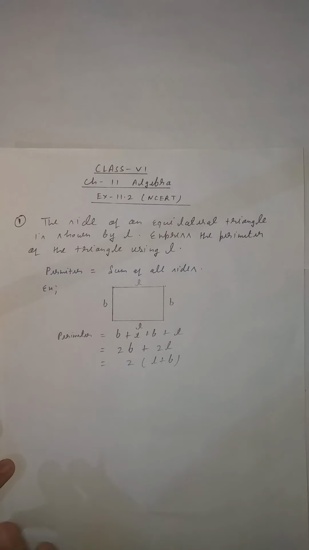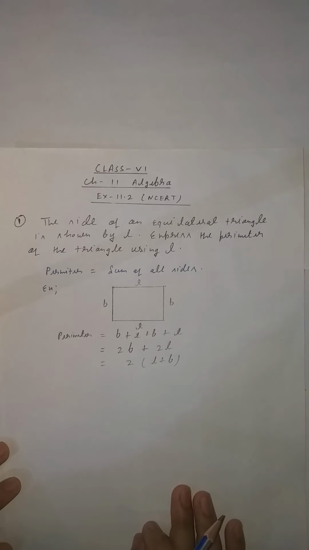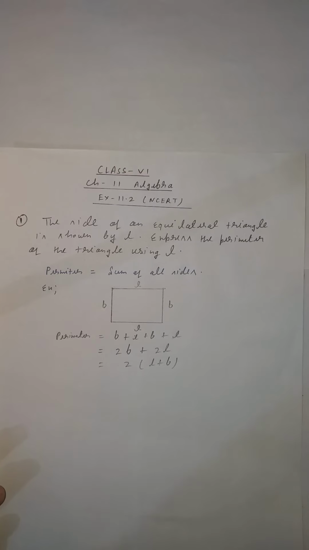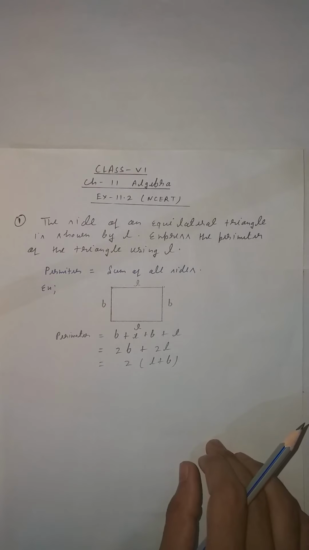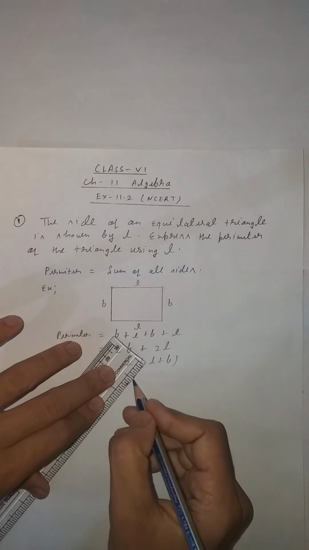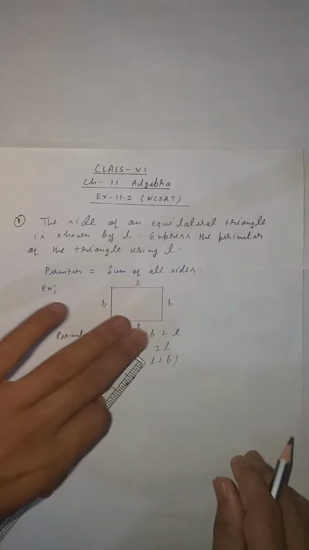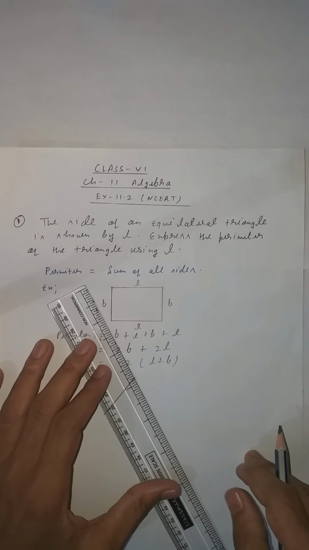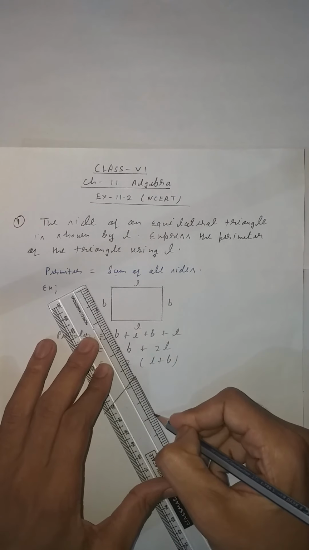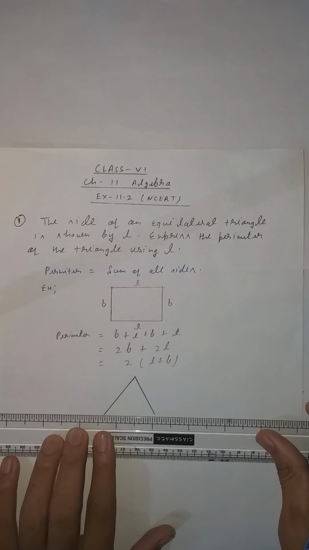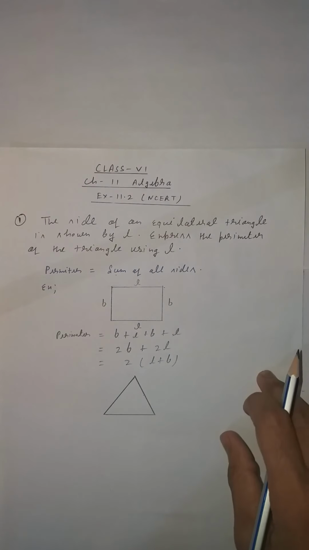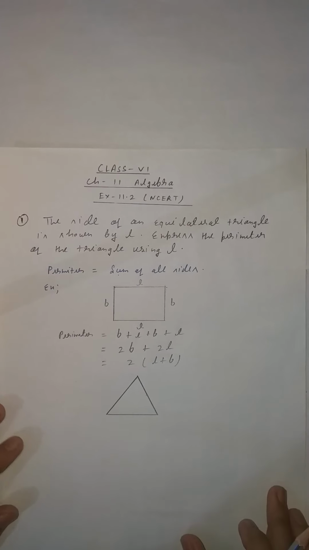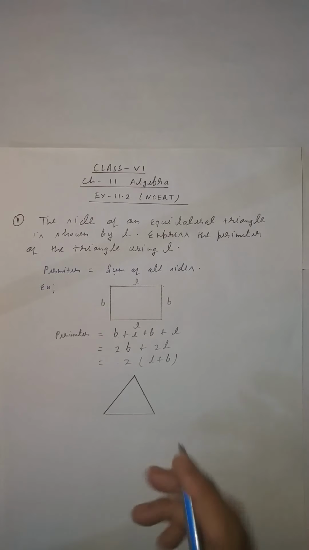If any diagram is given and you have to find out perimeter, what you will do? You will add all the sides. Similarly, in our question, what is given? The side of an equilateral triangle is shown by L. So let a triangle be an equilateral triangle. You have to make an equilateral triangle of equal length. Equilateral means whose all sides are equal. You know that there are 3 types of triangle: equilateral, isosceles and scalene. So this is your equilateral triangle.